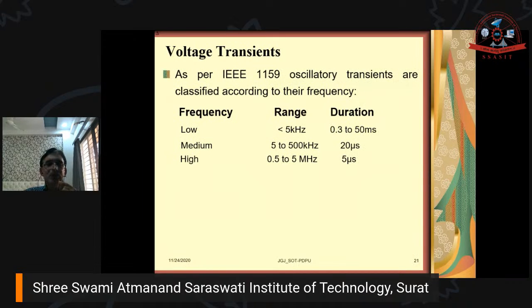Now, coming to the oscillatory transients, according to the IEEE, they can be classified according to their frequency, right? So low frequency, medium frequency, and high frequency. If the frequency is less than 5 kilohertz, it is called a low frequency oscillatory transient. If the frequency is between 5 kilohertz and 500 kilohertz, it is called a medium frequency oscillatory transient. And for high frequency, the range is 0.5 to 5 megahertz. So in short, transients can be classified as unidirectional or impulsive transients, and second, oscillatory transients. Now remember, lightning is an impulsive transient, and all the switching surges are oscillatory transients as per the IEEE standards.